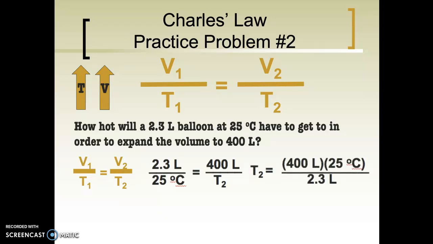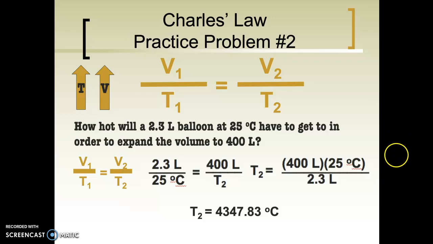To find T2, what we're going to do is switch out the 2.3 liters and the T2. So 2.3 liters goes on the bottom on the right. And then we're going to multiply the 25 degrees Celsius to the right. So we'll end up with 400 times 25 divided by 2.3. Again, if we look at our units, the liters are going to cancel out, leaving us with degrees Celsius. Once we do our calculator, you're going to get an answer of 4,347.83 degrees Celsius. So yes, our temperature did go up by quite a bit.